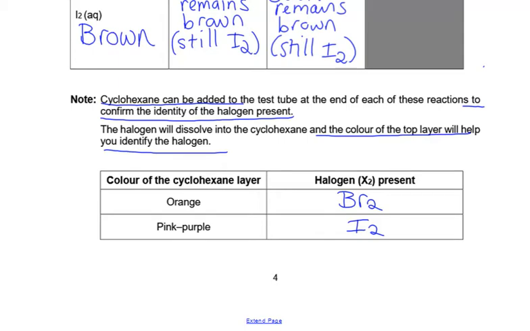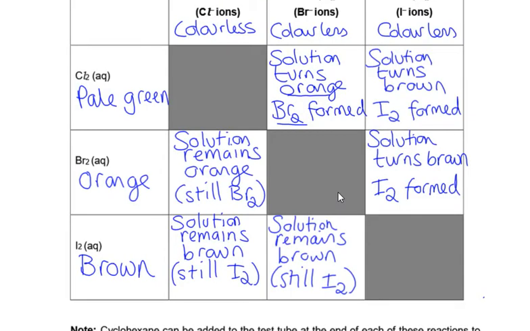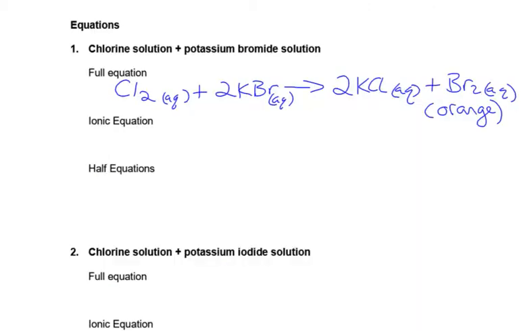So looking at the table, you can see that the reactions that have taken place are chlorine with bromide, chlorine with iodide, and bromine with iodide. So we'll look at writing equations for those reactions. With the chlorine and the bromide ion, we saw displacement of the bromine, so we saw an orange colour, so that's the overall equation. And then you can practice writing ionic and half equations for those. So stop the video and practice writing ionic equations and half equations.